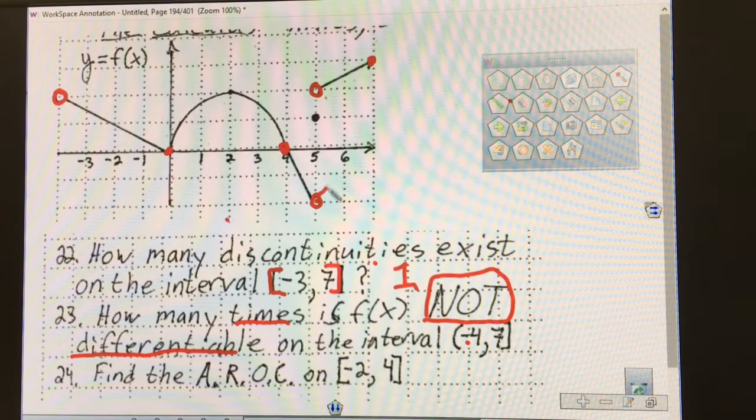And here, this is considered one discontinuity at x equals 5. I know I have 2 holes and a dot, but that's only one discontinuity. And then I have an endpoint over here.